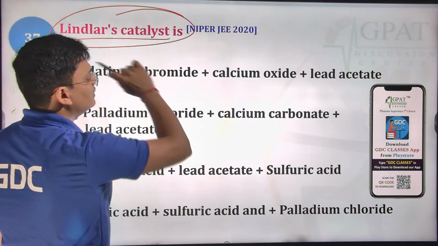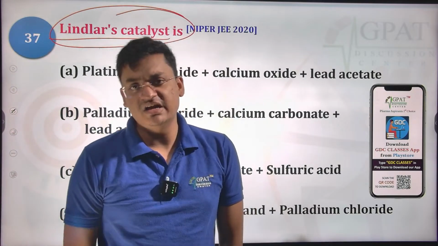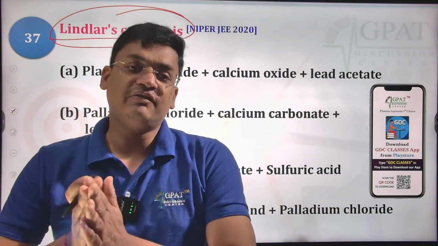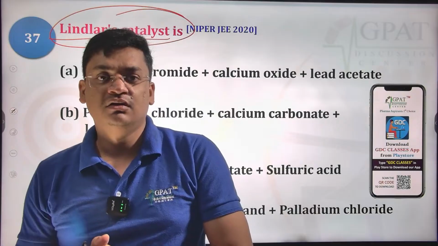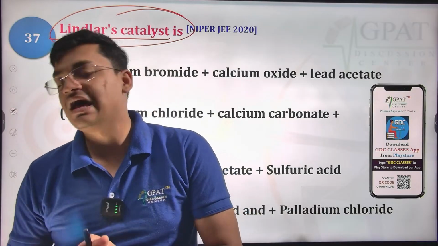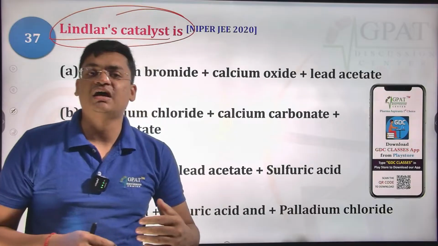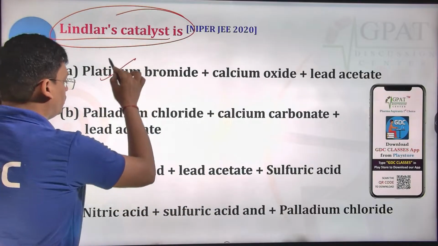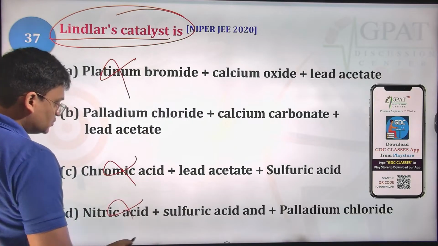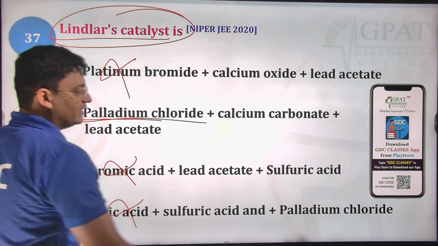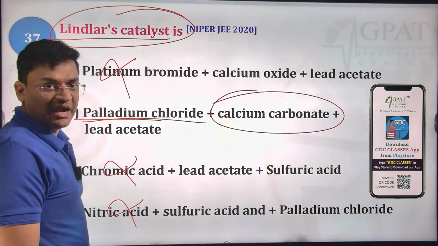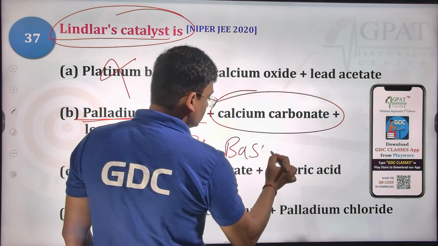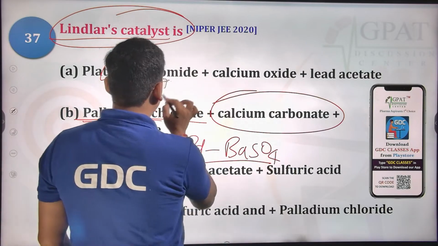Lindlar catalyst. We have palladium either present with calcium carbonate or palladium present with barium sulfate. They are also termed Lindlar catalyst. These catalysts show various kinds of reactions. Platinum is not at all possible. Chromic acid, no. Nitric acid, no. We have palladium, which when combined with calcium carbonate, or with BaSO4. So either this or Pd/CaCO3.